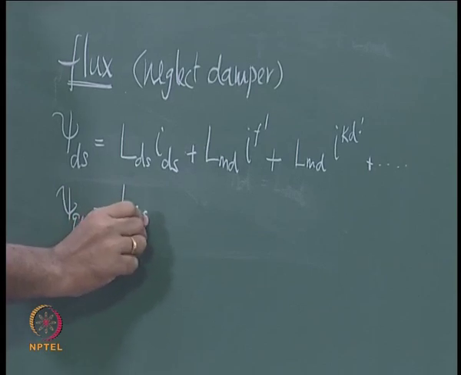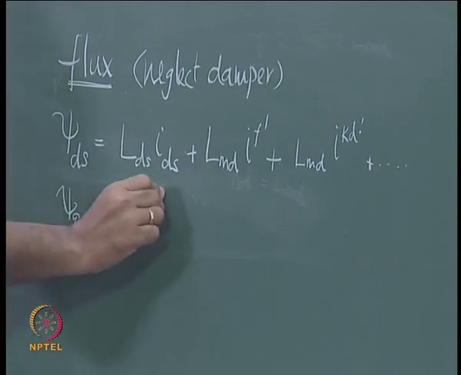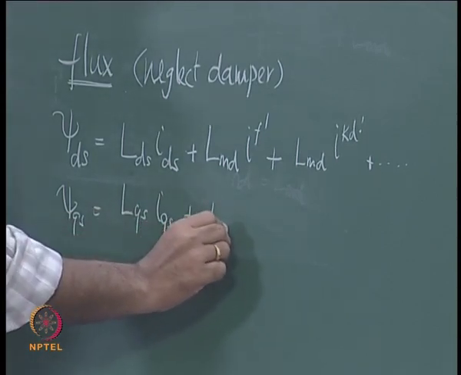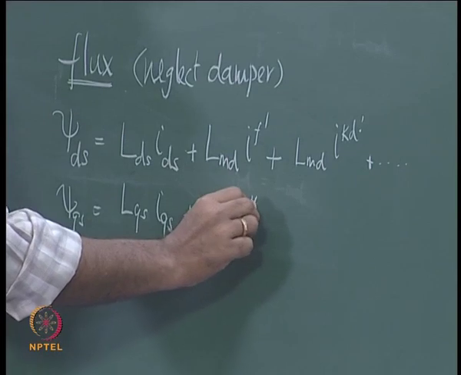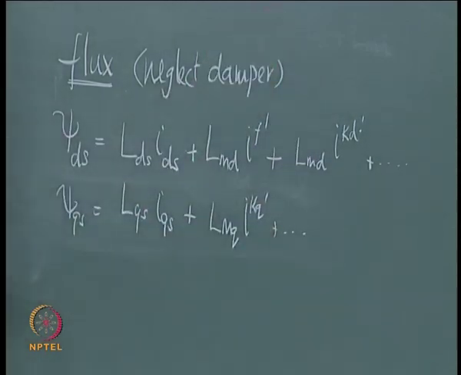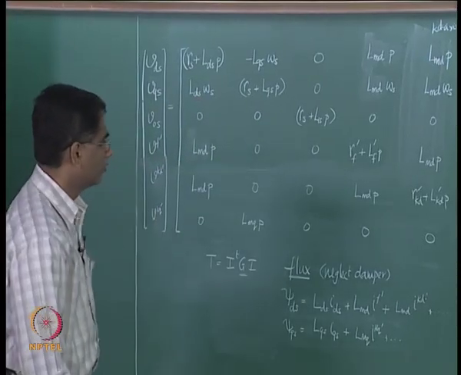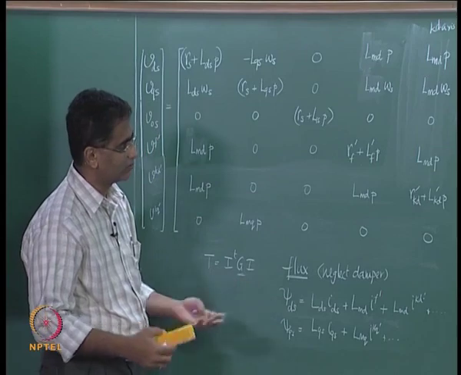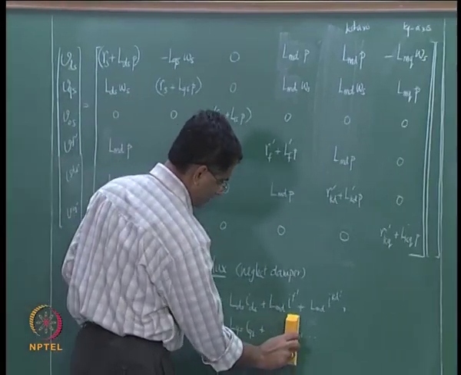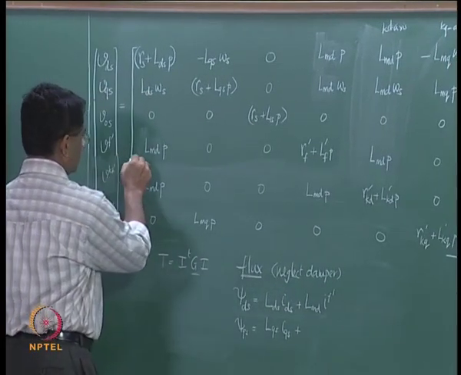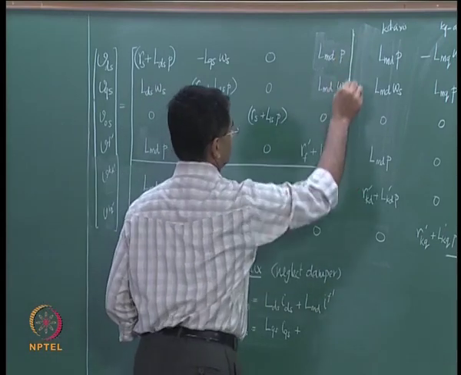would be written as the quadrature axis synchronous inductance multiplied by IQS. There is no field along the Q axis in the rotor, so after this there are only the dampers, and therefore LMQ into IKQ dash. If there are more representations for the damper, you will have more such terms. So to develop the equations in the flux variables, let us consider a simpler form. We will neglect the damper bars, and therefore we are going to consider only a subset of these equations, which is up to this.